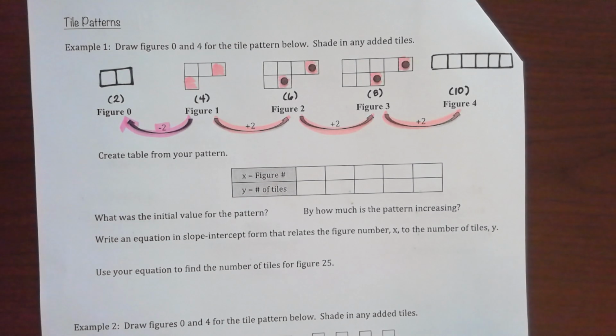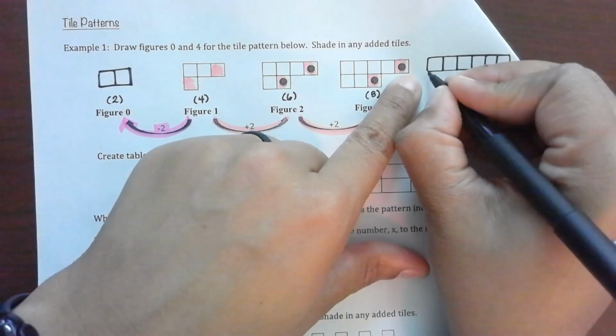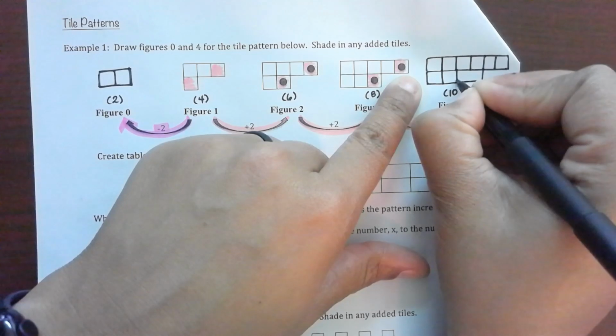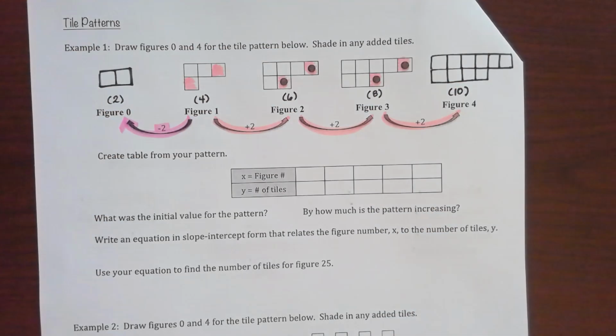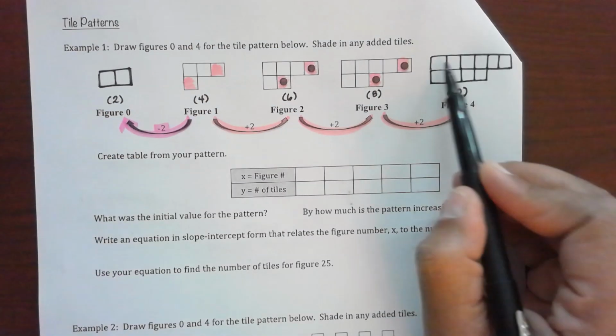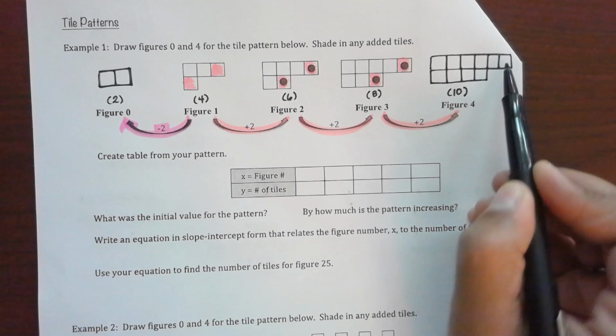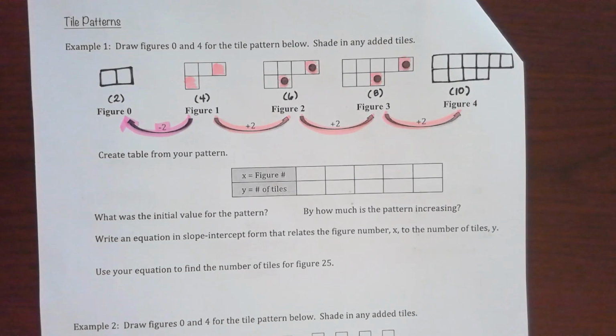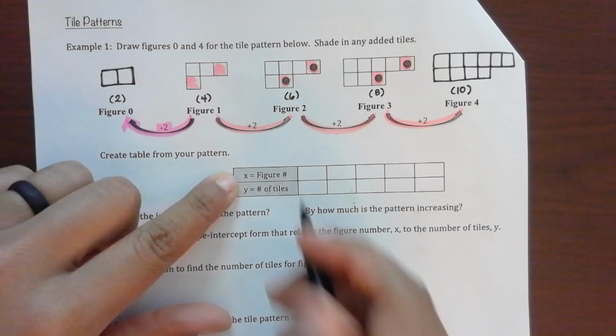How many should be on the bottom? 4. Absolutely. Now when I count this, 1, 2, 3, 4, 5, 6, 7, 8, 9, 10. Did I get the exact amount I just had? Yes, ma'am. Any questions? No. Do you see the pattern forming? Yes, ma'am. From this, I have an X and I have a Y. What is my X?